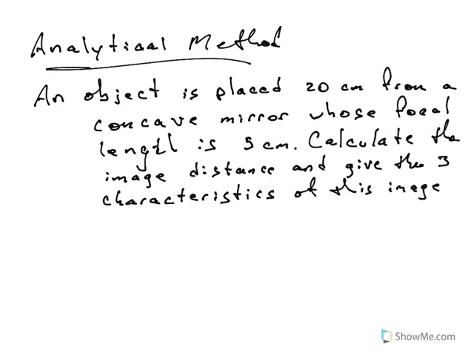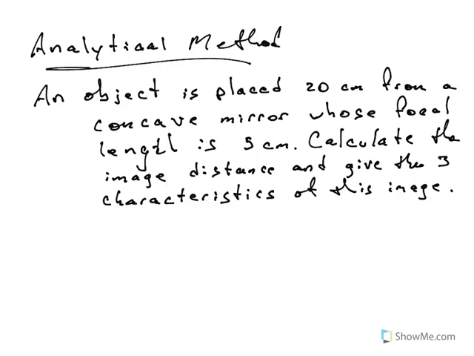And of course, what I mean by that last part, the 3 characteristics of the image, I mean, is it upright or inverted? Is it real or virtual? And is it magnified or minimized? All right, well, this is our problem.